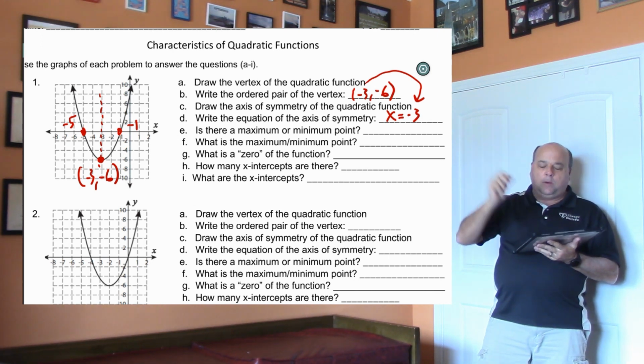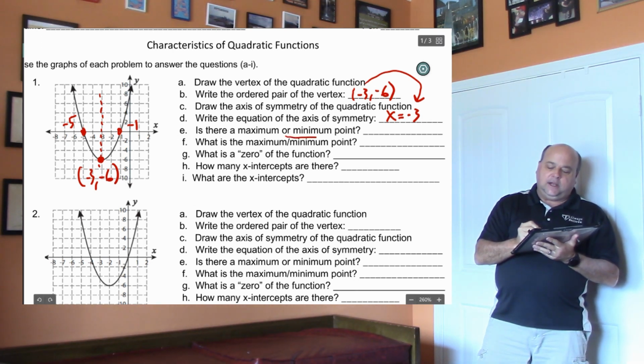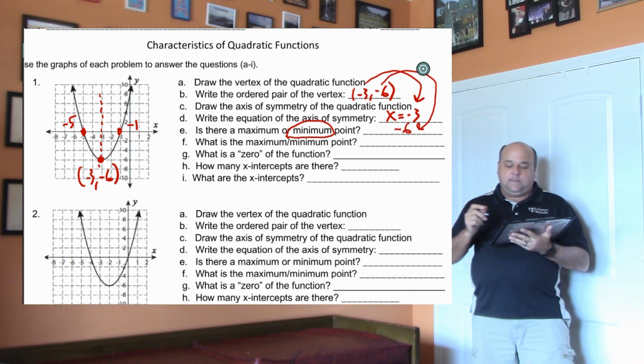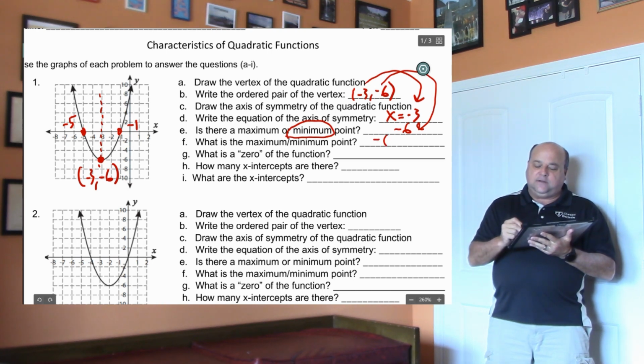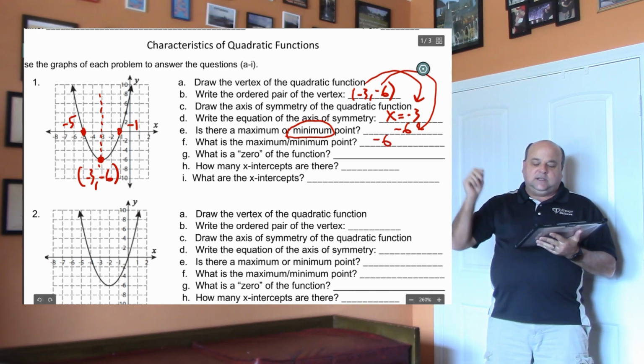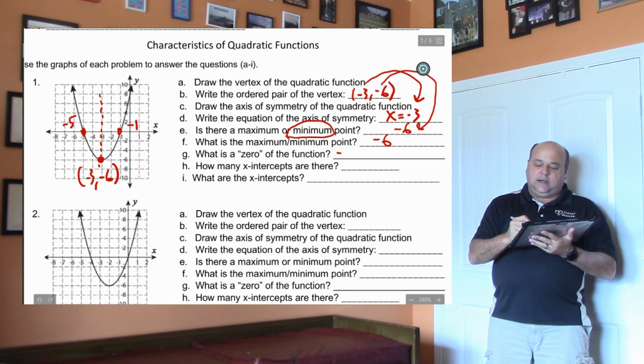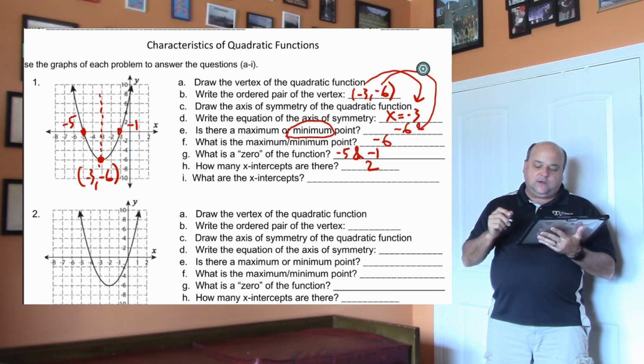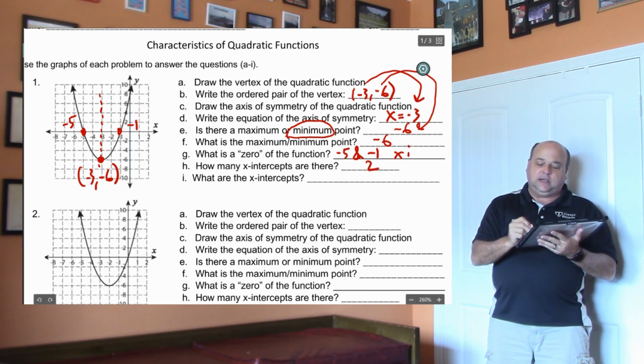Is there a maximum or minimum? Circle one of them. It's a minimum. And the minimum will be this number. Okay? What is the maximum or minimum point? It's -6, isn't it? What is the zero of the function? The zeros are at -5 and -1. How many x-intercepts are there? There's 2. What is the zero of the function? I guess you should put x-intercept. Okay, and the x-intercepts are -5 and -1.